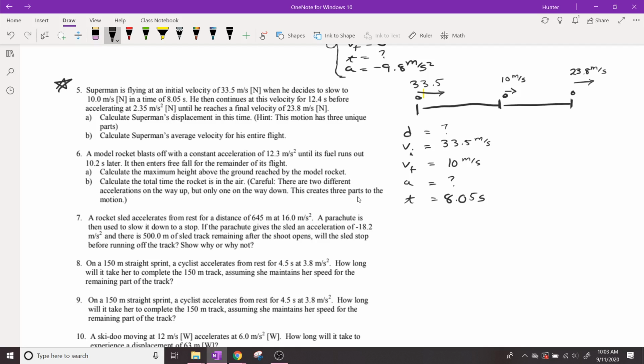The forbidden equation. Are we using the forbidden equation? Calculate the displacement. Okay, yeah, I think that's generally a good idea to do that. So, forbidden equation. Displacement equals VI plus VF over 2 times the time. Red because you're going to have to memorize it if you want to use that one. I think we've got everything. So that's 33.5 plus 10 meters per second divided by 2 multiplied by the time, which was 8.05 seconds. Whatever that is, that comes out to be the displacement.